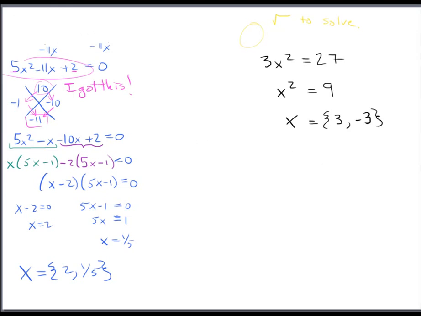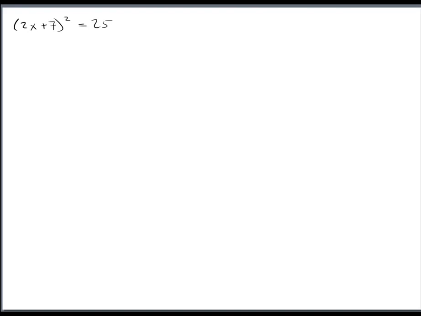Let's take a look at some more. 2x plus 7 quantity squared is equal to 25. Once again, there's only one x just sitting in here inside this squared. So we're going to use the square root to solve, just like that previous one. Let's take the square root of both sides of this equation. So that's the square root of the quantity 2x plus 7 quantity squared is equal to the square root of 25. 2x plus 7 is equal to plus or minus 5.